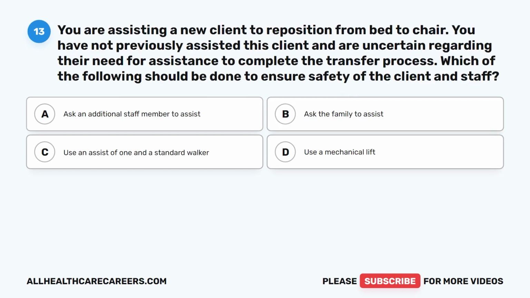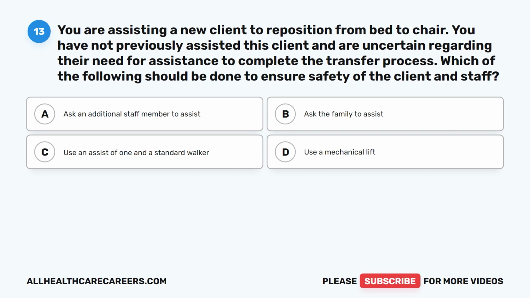Question 13. You are assisting a new client to reposition from bed to chair. You have not previously assisted this client and are uncertain regarding their need for assistance to complete the transfer process. Which of the following should be done to ensure safety of the client and staff?